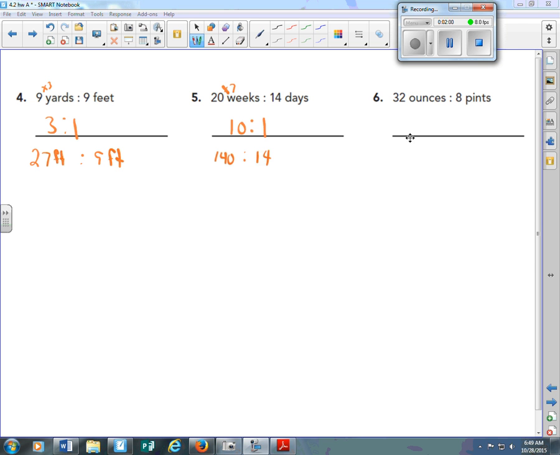Looking at this one, we have 32 ounces and we have 8 pints. Now we need to switch to either ounces or pints. For this one, I would probably switch to ounces. So we have 32 ounces. And then we said 8 pints. How many ounces are in a pint? Well, 1 cup equals 8 ounces. And there's 2 cups in a pint, so 16. So 1 pint equals 16 ounces. So you would have to take 16 times 8.